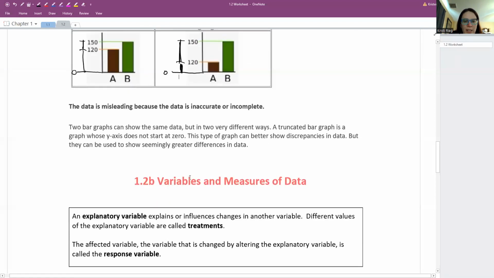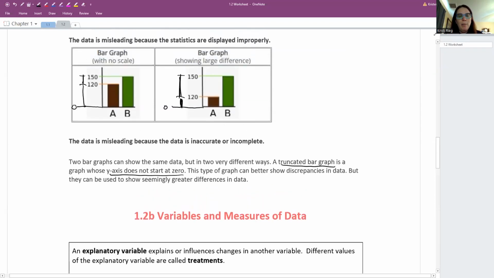Okay, finally, and this is actually incorporated into what I just said, a truncated bar graph. I keep moving my mouse like I can highlight something. A truncated bar graph is one that does not start at 0, and that's exactly what happened above. So that's the same as the one with the picture.